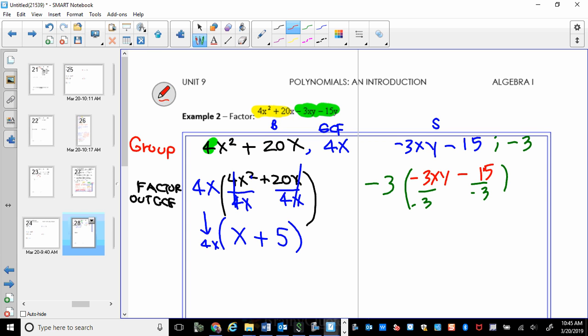All right, you ready? What happens to the greatest common factor? Comes down. All right, from left to right. Negative 3 divided by negative 3 just goes away. XY comes down though.